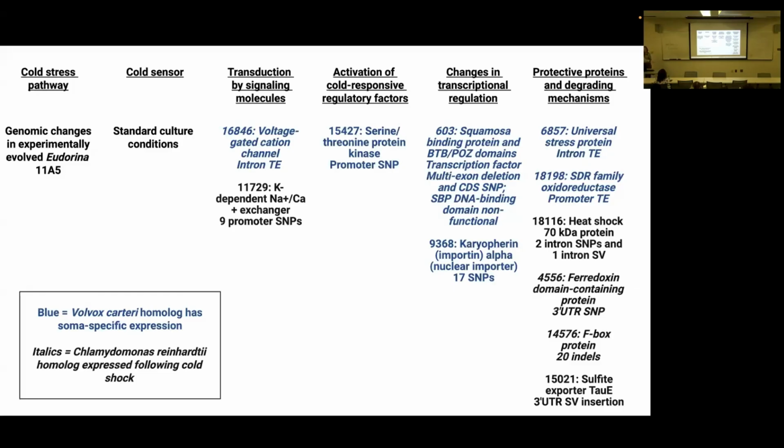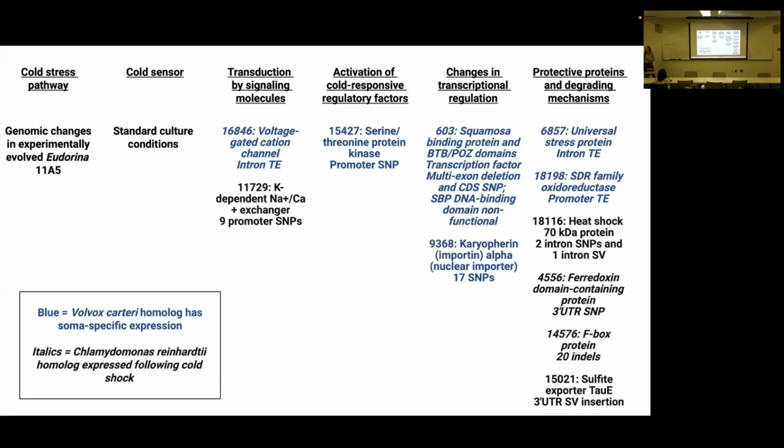Then I looked at changes in transcriptional regulation, and I think this is where we're seeing really major modifications. And I really want to draw your attention to this gene here. This is 603. 603 is a squamosa binding protein. Squamosa binding proteins in plants are transcription factors that are developmental regulators that often mediate the transition between reproductive and vegetative states.